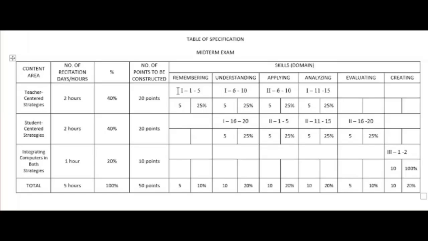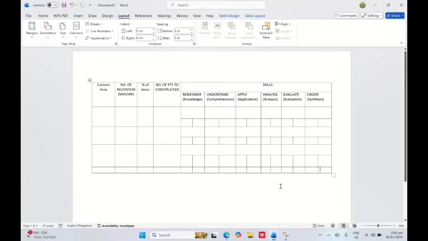And we will teach you how to make a TOS. Ganito po yon. As you can see here, guys, we already have prepared a table for you. So this table contains 10 rows and 9 columns.